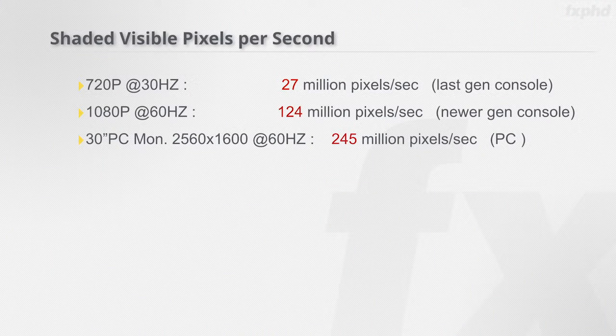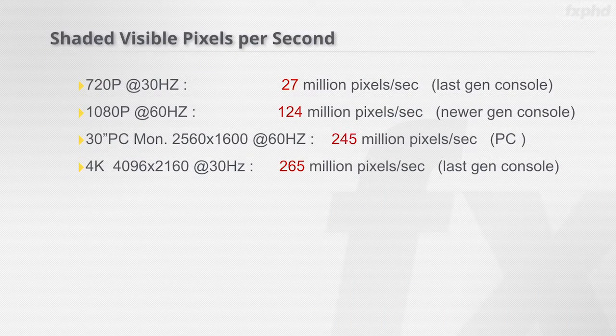All right, now let's go to a PC. So I'm going to a computer screen that's got a higher resolution than my telly. My telly was 1920 by 1080. My computer screen is 2560 by 1600, still at 60 hertz. I'm now at 245 million pixels per second. Those are shaded pixels. Okay, now I go to 4K. When I go to 4K, that's even higher res than my PC. I'm now at 4096, 30 hertz, 265 million pixels per second.